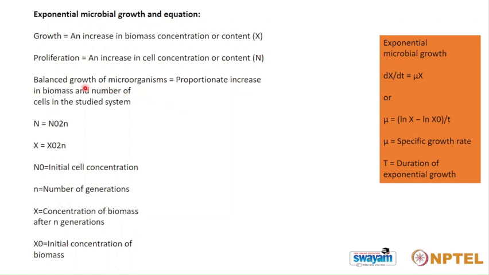For a balanced microbial growth, there should be a proportionate increase in the biomass and also the number of cells. The number of cells is basically equal to the initial cell concentration and the number of generations. What is meant by generation here?